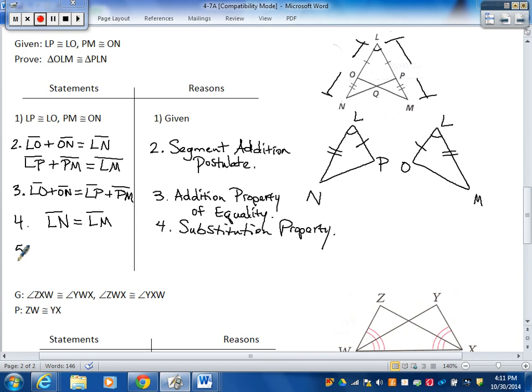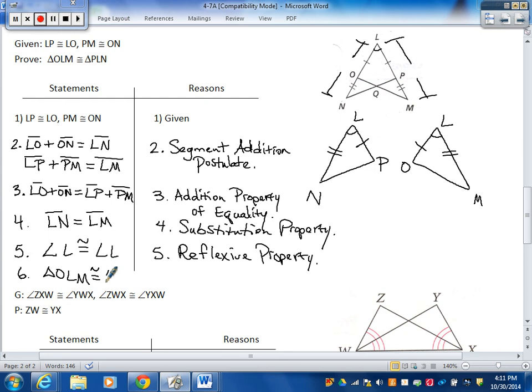And so if you want, because there's only one angle coming from that vertex, you can go ahead and say angle L is congruent to angle L by the reflexive property. Okay? Now, boom, you got side angle side. So you can go ahead and state the proof, which is triangle OLM is congruent to triangle PLN by side angle side.